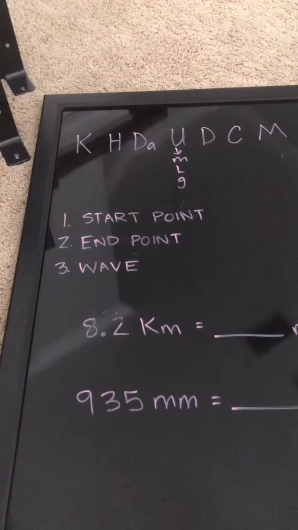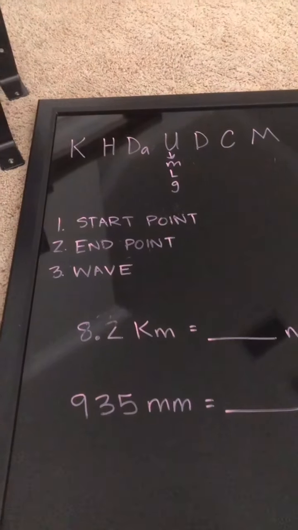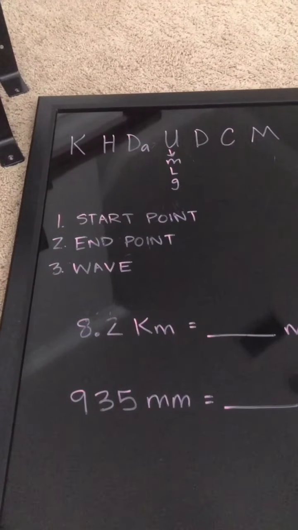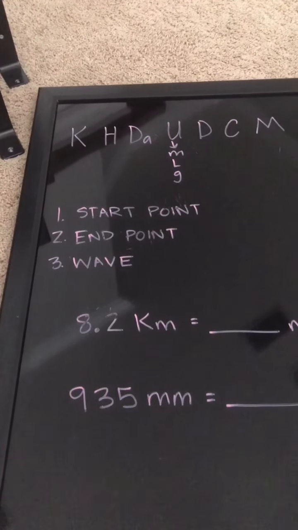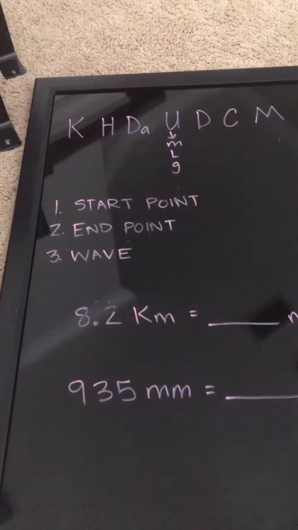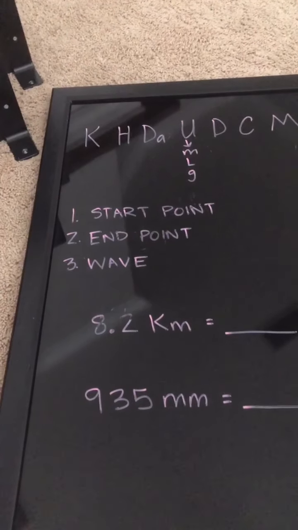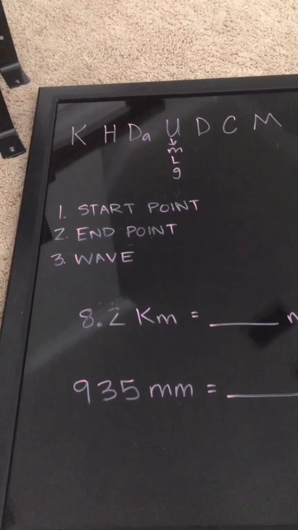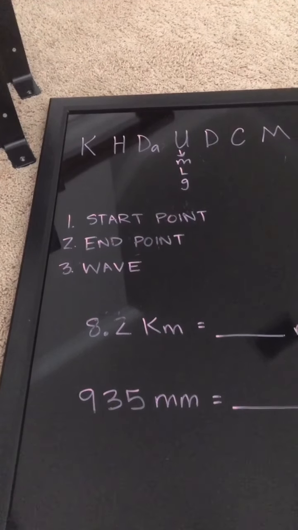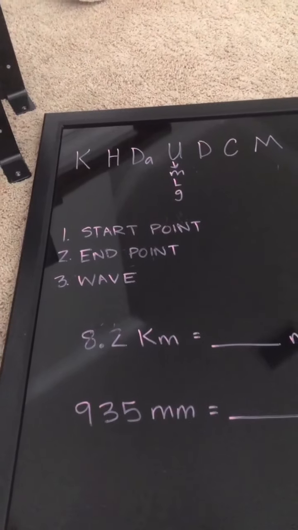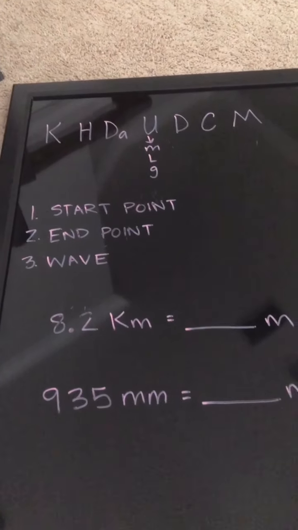So, King, kilo, H, hecto, DA is deca. The U stands for units, and that's your meters, your liters, and your grams. So we like to remember that as U or one person, so that's 1 unit. D is deci, C is centi, and M is milli. And I've written down our steps.